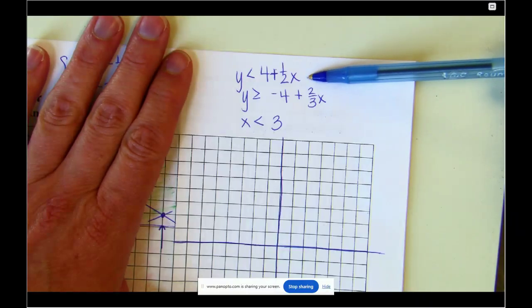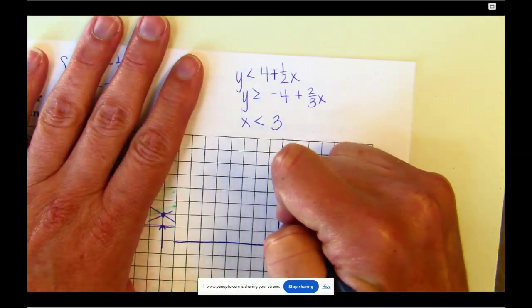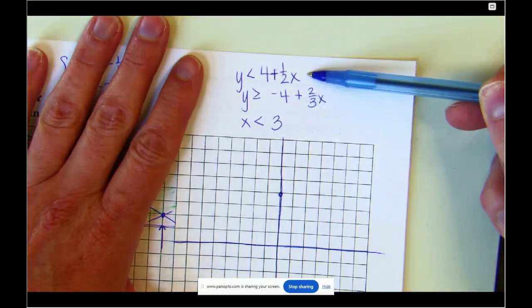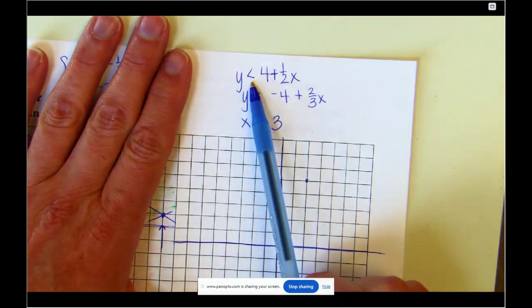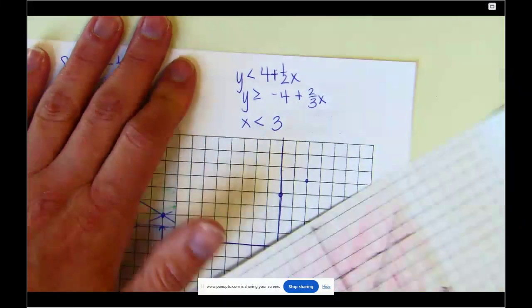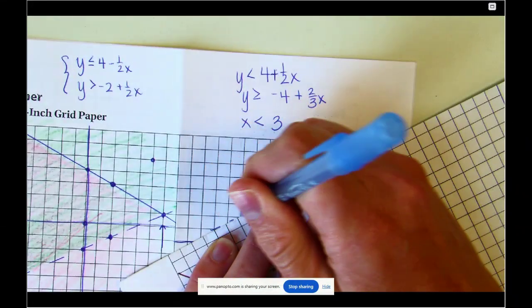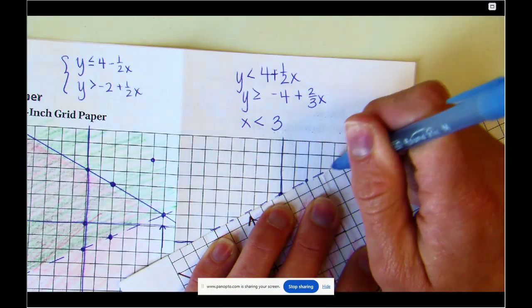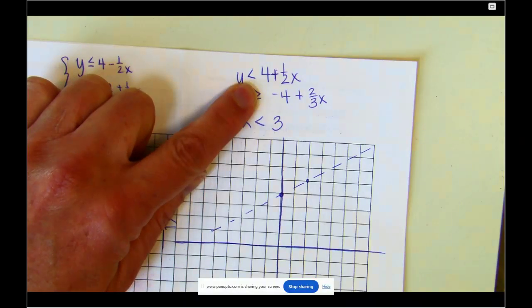So, starting here, what's your y-intercept? Gabe, what's the y-intercept on the first one? 4. Okay. Slope tells us to do what? Up 1, right 2. Now, based on our symbol, is this dotted or is it solid? Okay. We've got a dotted line. Okay. Izzy, this one, shaded above or below? Good.